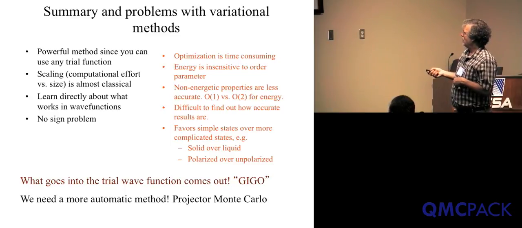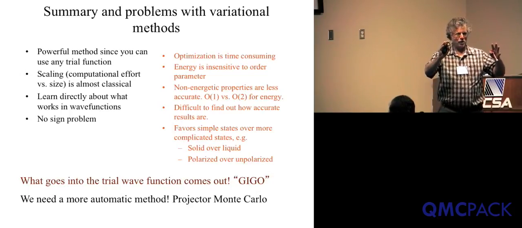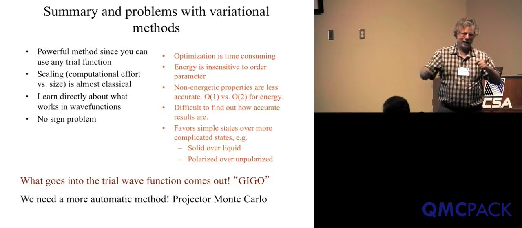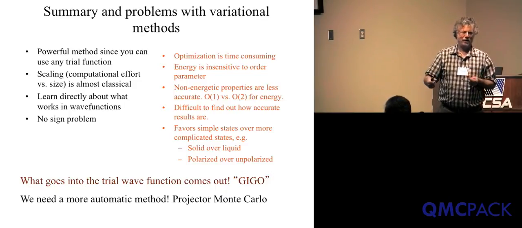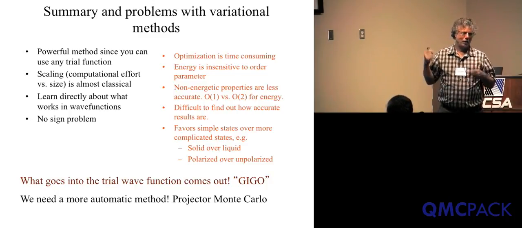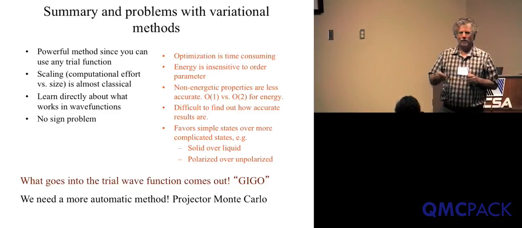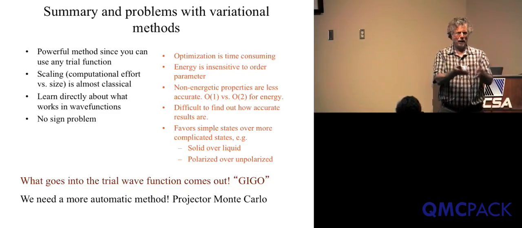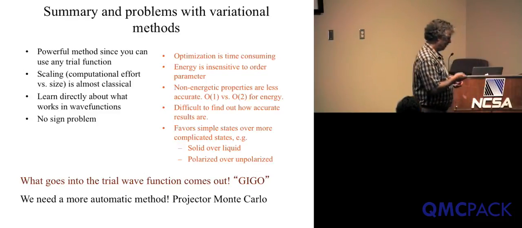So we need a more automatic method, and that's projector Monte Carlo. Projector Monte Carlo starts with the variational Monte Carlo, and then just by applying more computer time, you get a better answer. Not perfect, but better. And that's what we're going to learn about tomorrow morning, projector Monte Carlo. But you have to understand variational Monte Carlo because that's the place you start from. And so I'll stop there.